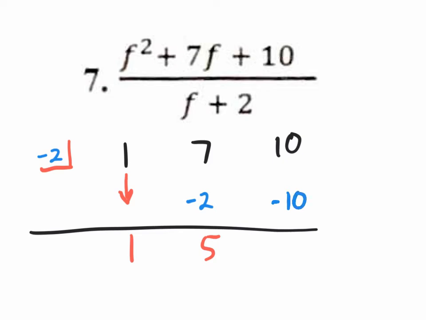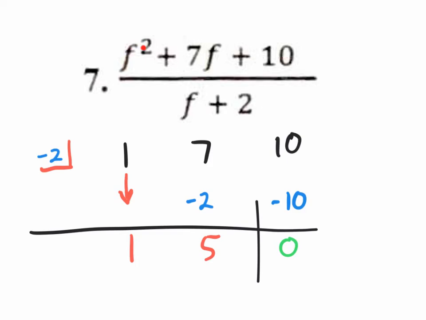Now, always do this. On your last number, put a big line right there. Now, why is that? Because whatever you get down here is your remainder. So what's 10 take away 10? 0. That means our remainder is 0. So what is our answer going to be?